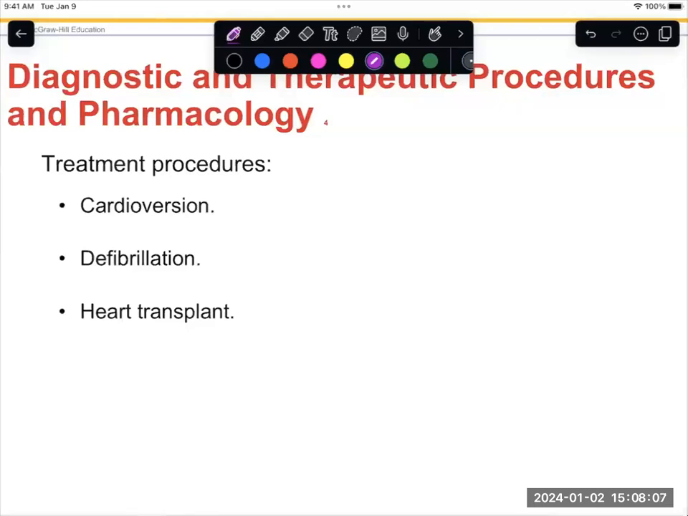And then a heart transplant. In a heart transplant, they have to match the tissue to decrease the likelihood of a rejection reaction.